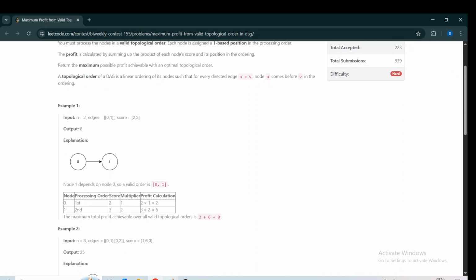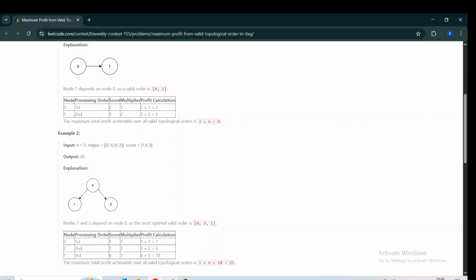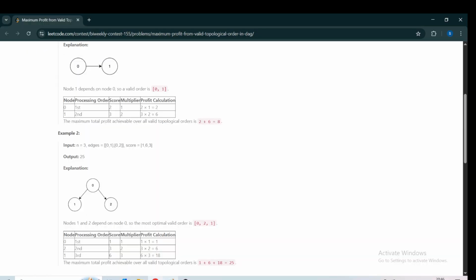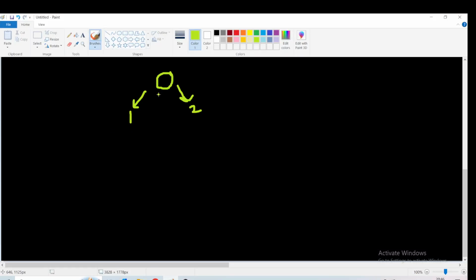So what is the topological ordering? Let me explain first. Let's take the second example. This is a DAG with edges 0 to 1 and 0 to 2. This means that 1 is dependent on 0, and similarly 2 is dependent on 0. So we have to process 0 before 1 or 2. One valid topological ordering is 0, 1, 2, because we have processed 0 before 1 and 2. Another possible topological ordering is 0, 2, 1.